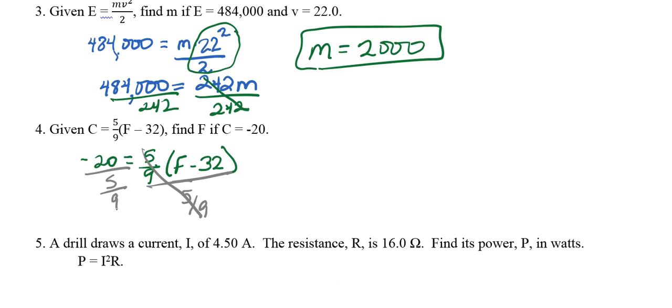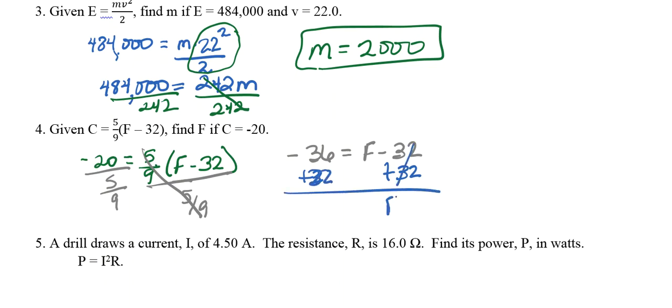So negative 20 divided by 5/9 gives me negative 36, and that equals F minus 32. Now I'm going to add the 32, and it ends up being a little chilly outside. It's negative 4 degrees.